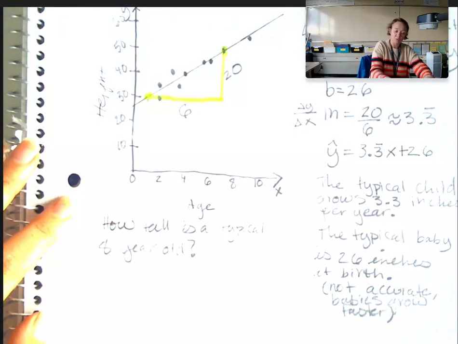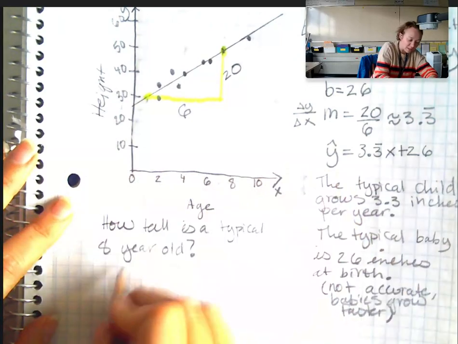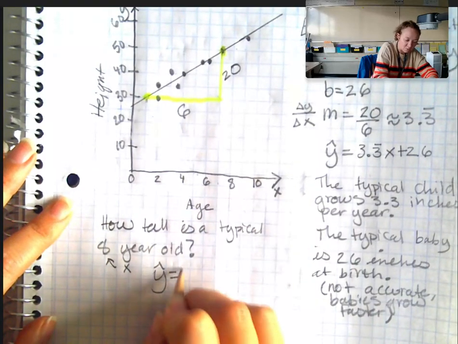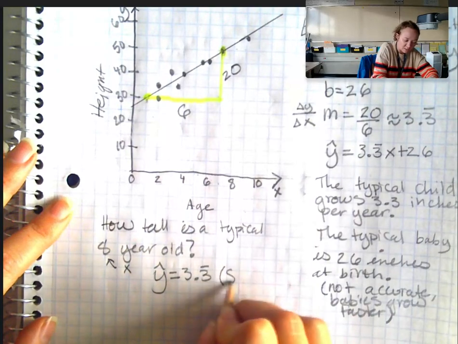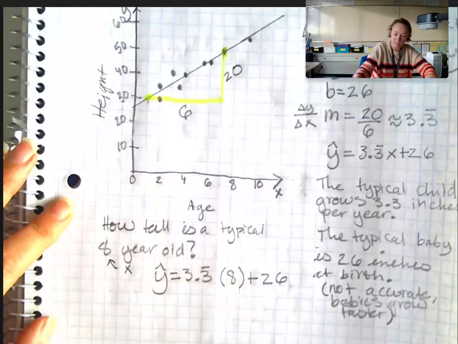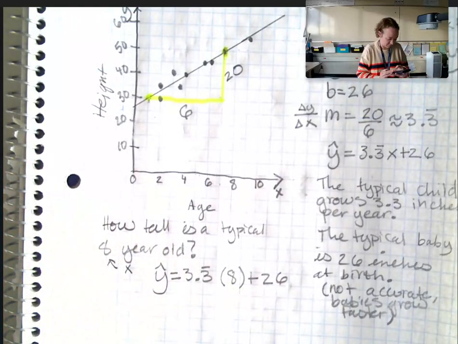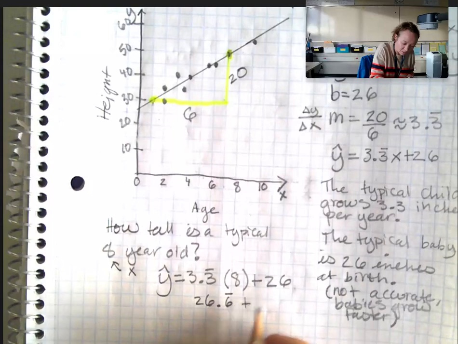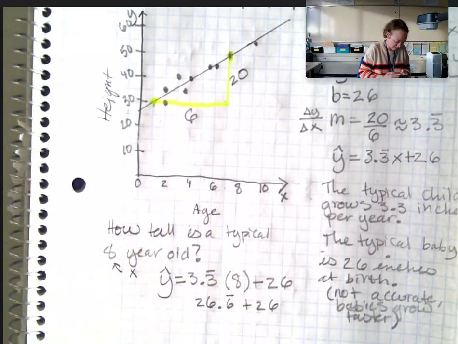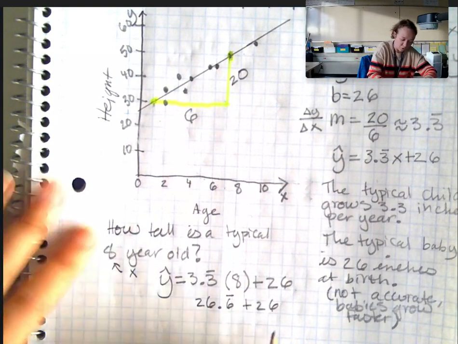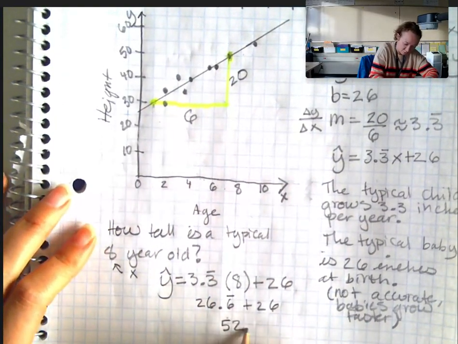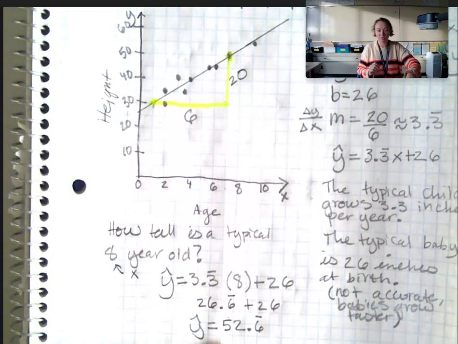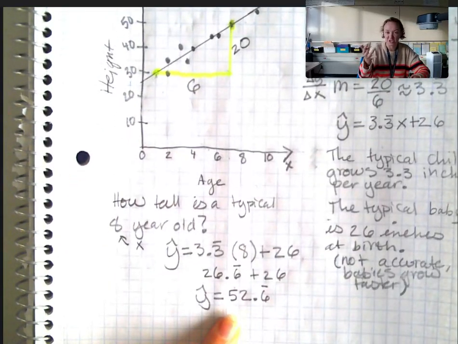If you wanted to get more precise, you would use the equation. So you would say that 8 is the x value because that's the years. So y hat equals 3.3 repeating times 8 plus 26. And you would do that math. So that would give us 26.6 repeating plus 26 is 52.6 repeating. So that would mean that the typical 8-year-old is about 53-ish inches tall.